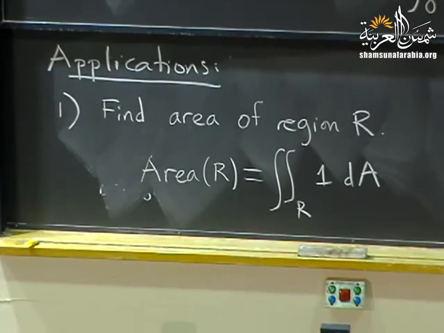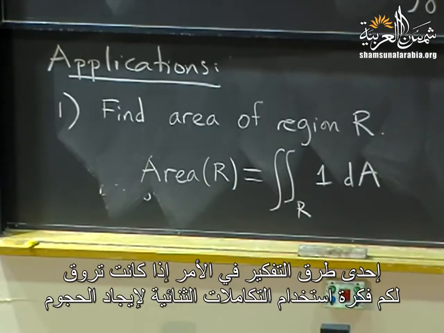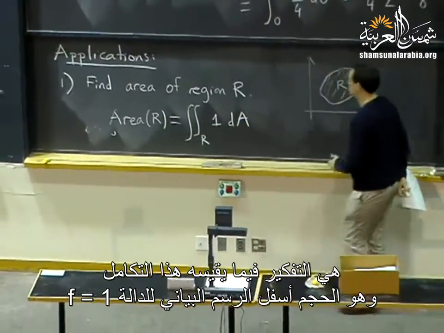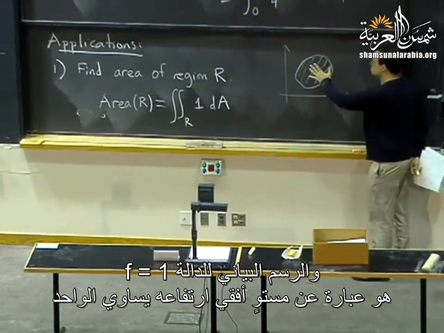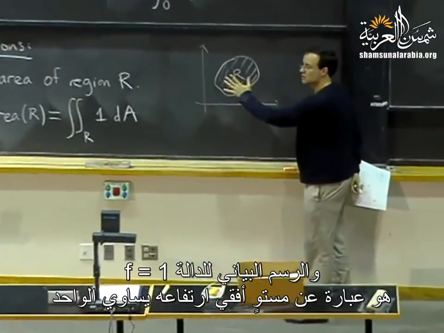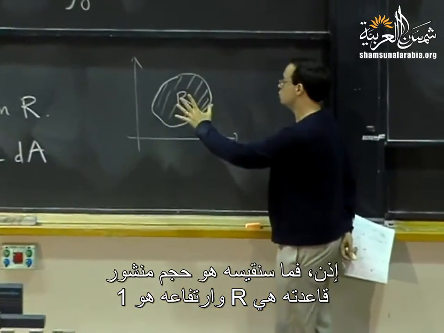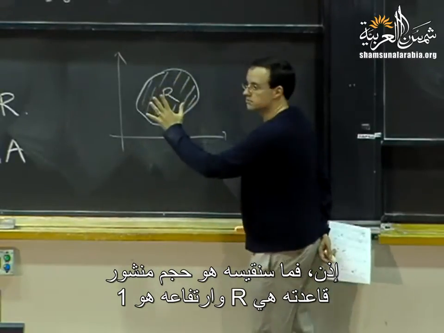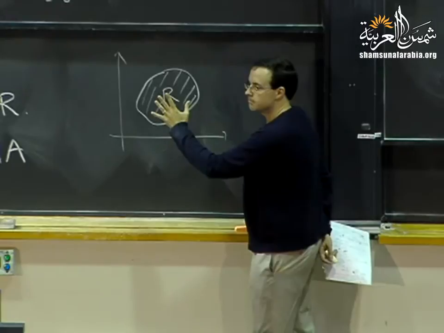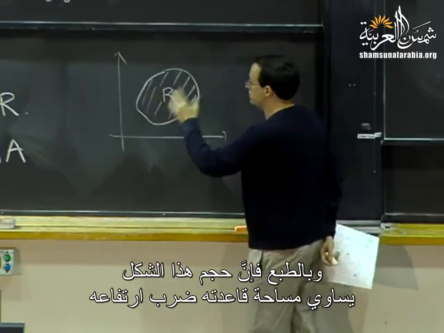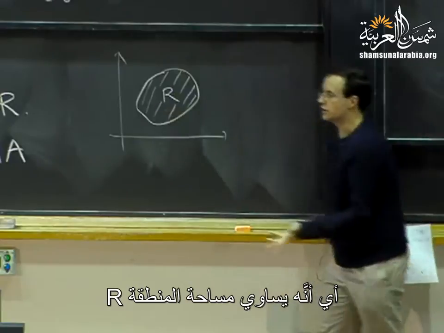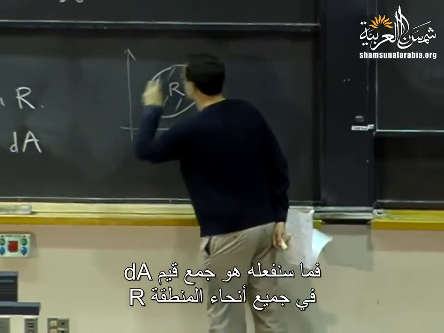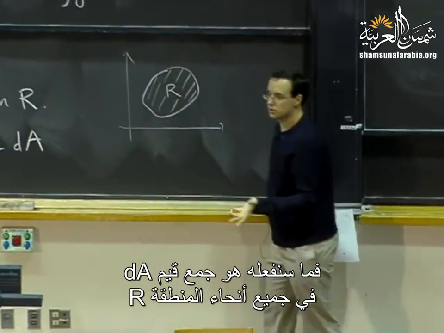One way to think about it, if you're really still attached to the idea of a double integral as a volume, is that this measures the volume below the graph of the function 1. The graph of the function 1 is just a horizontal plane at height 1. So what you'd be measuring is the volume of a prism with base R and height 1. The volume of that, of course, is base times height, so it would just be the area of R again. But we don't actually even need to think about it that way. Really, what we're doing is summing dA over the entire region.